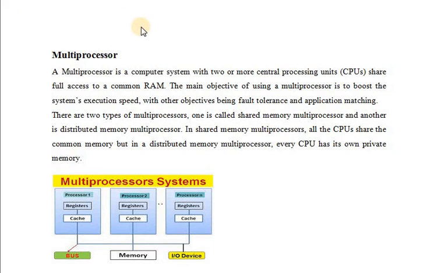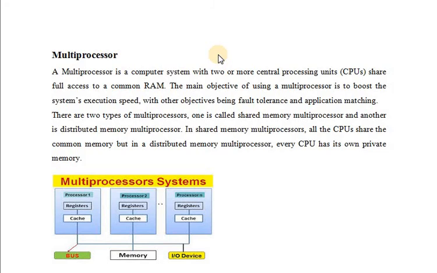Today we are going to see multiprocessor in computer organization and architecture. So first, what is a multiprocessor? A multiprocessor is a computer system with two or more central processing units that share full access to a common RAM. That is, a multiprocessor is a computer system which has more than one CPU. That you call a multiprocessor.